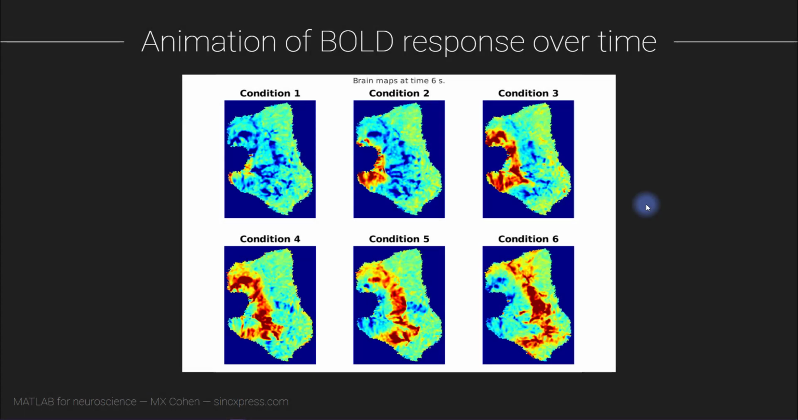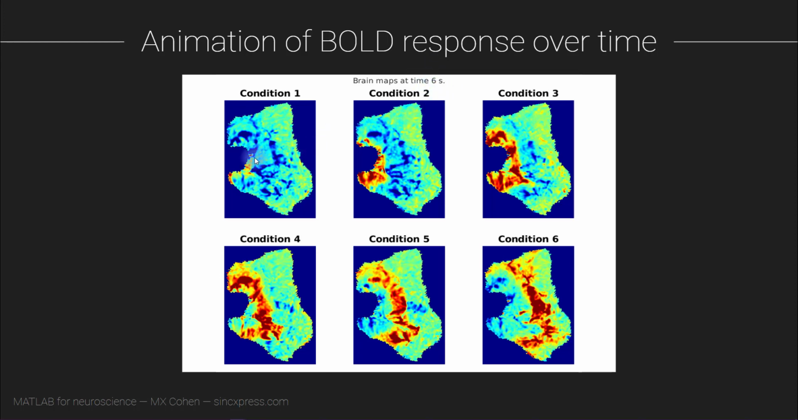Now that we have our data matrix with event-related bold responses for the different conditions, we are going to make an animation of those data over time. So each of these flat maps here corresponds to a different condition. And this is actually just one frame. This is one time point of the animation. You can see in the title here that we are at time point 6 seconds after stimulus onset.